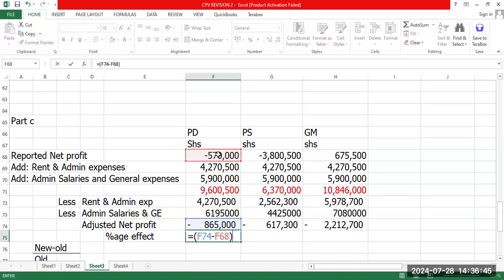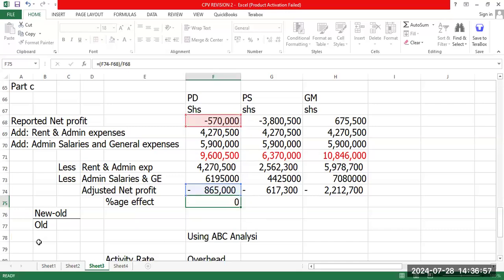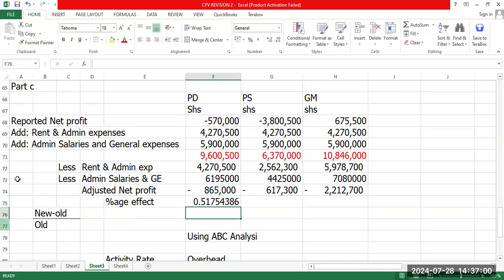Okay, then we divide by the old. The formula is new minus old over old. Do you have this in the percentage multiplied by 100? I have something like this. If you round off to 1 decimal point, 2 decimal points, I have this. Do you have the same?